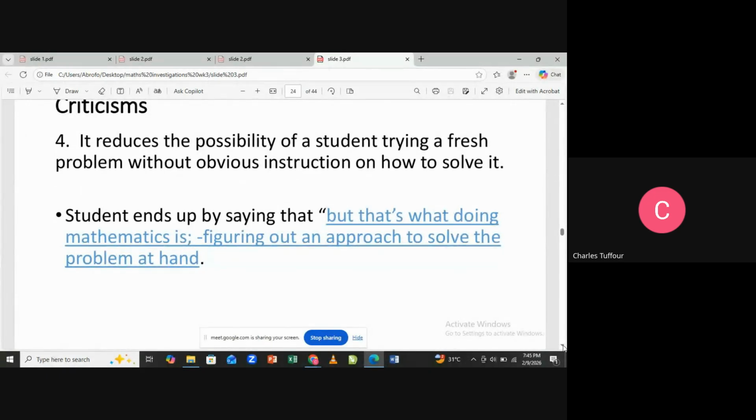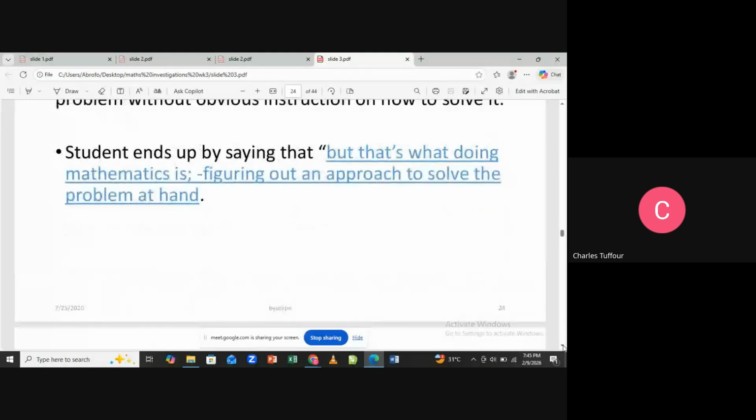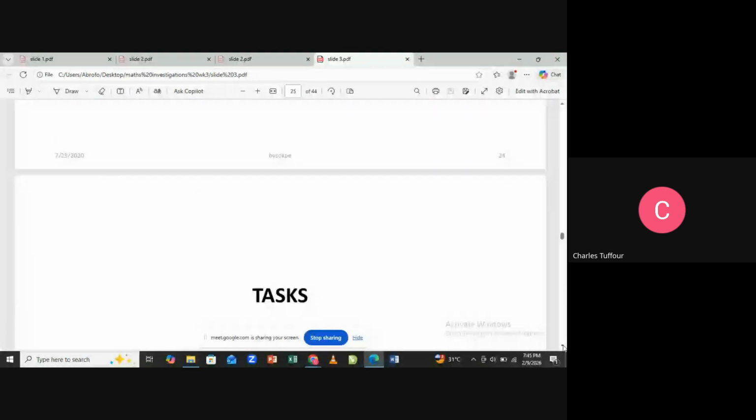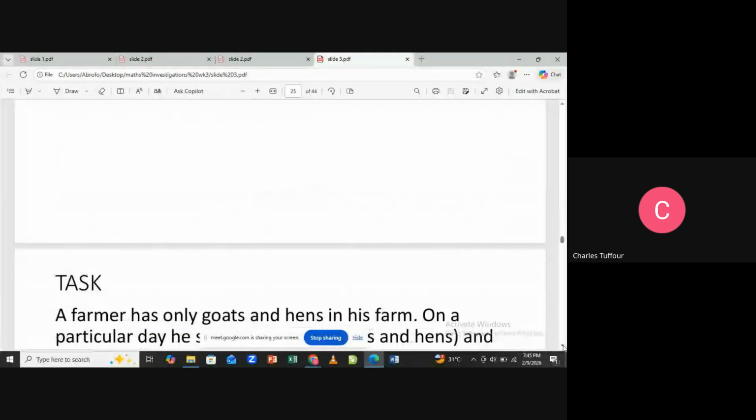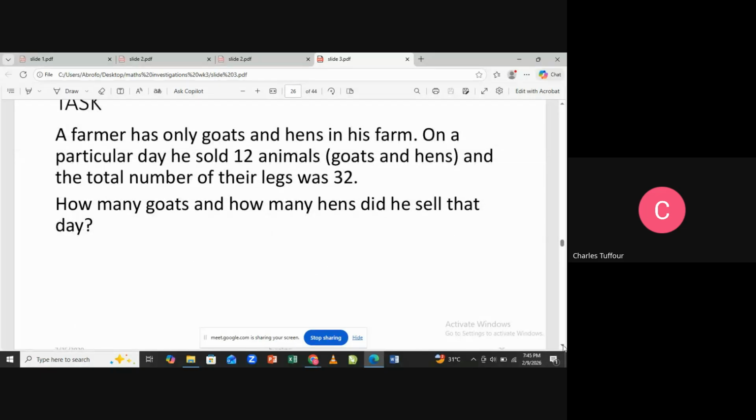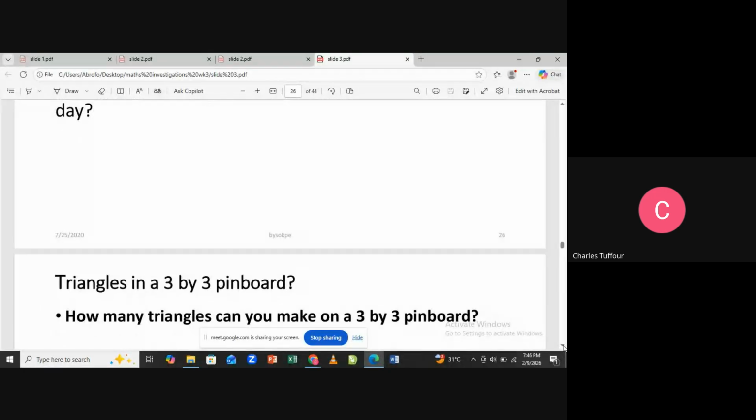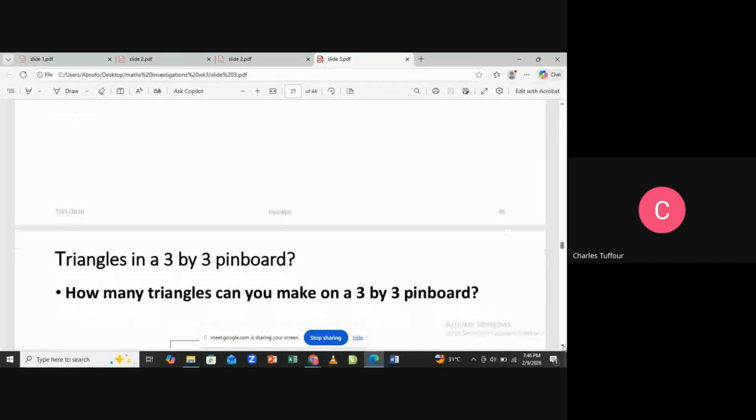The student ends up saying that, but that is what doing mathematics is: figuring out an approach to solve the problem at hand. So they will begin to think doing mathematics is about getting a formula to solve a problem at hand, and not thinking outside the box. Always, you have to get a formula from somebody before you solve the problem at hand. I have another task for you. At your leisure time, having enjoyed your sunshine meal, you go through it for me.